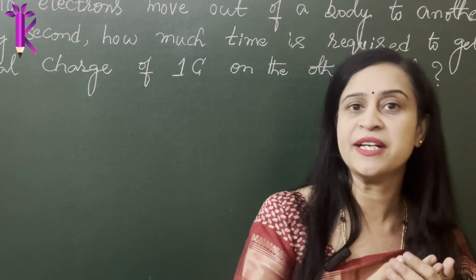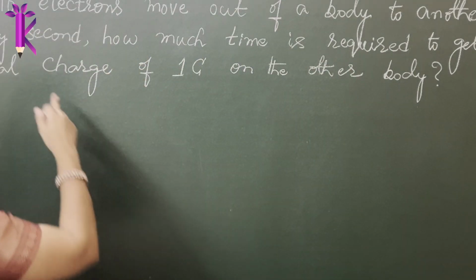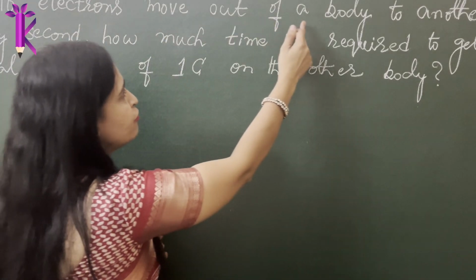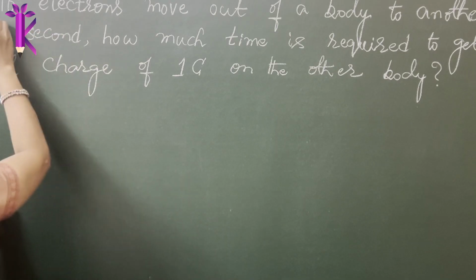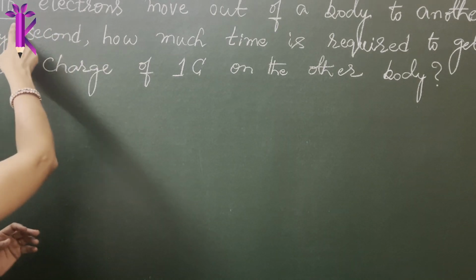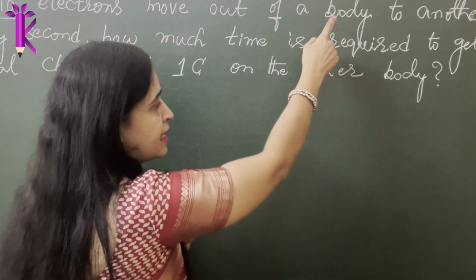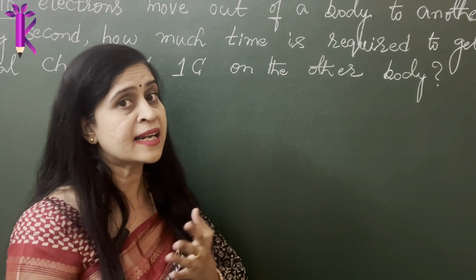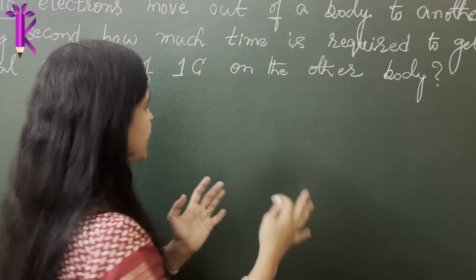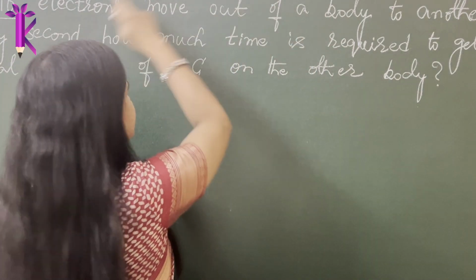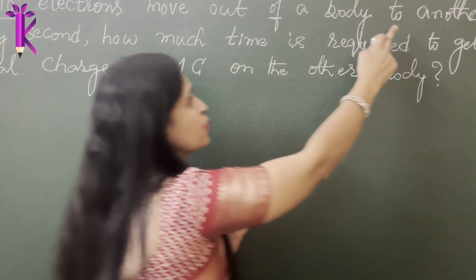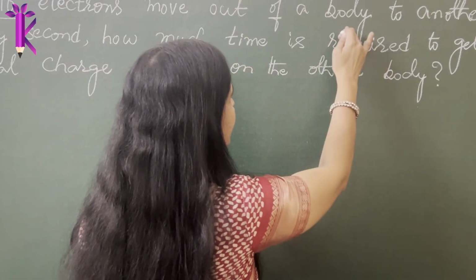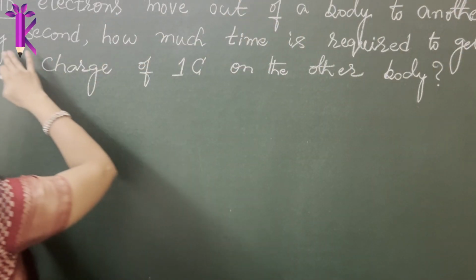So let me read the numerical for you. The numerical reads as, if 10 to the power of 9 electrons move out of a body. So how many electrons are moving out of a body? 10 to the power of 9 electrons. When I say a body, they are referring to a particular charge. It could be any metal, it could be silk, it could be rubber, or any material for that matter. So some charges are moving out of a body to another body. 10 to the power of 9 electrons are moving out of a body to another body every second.